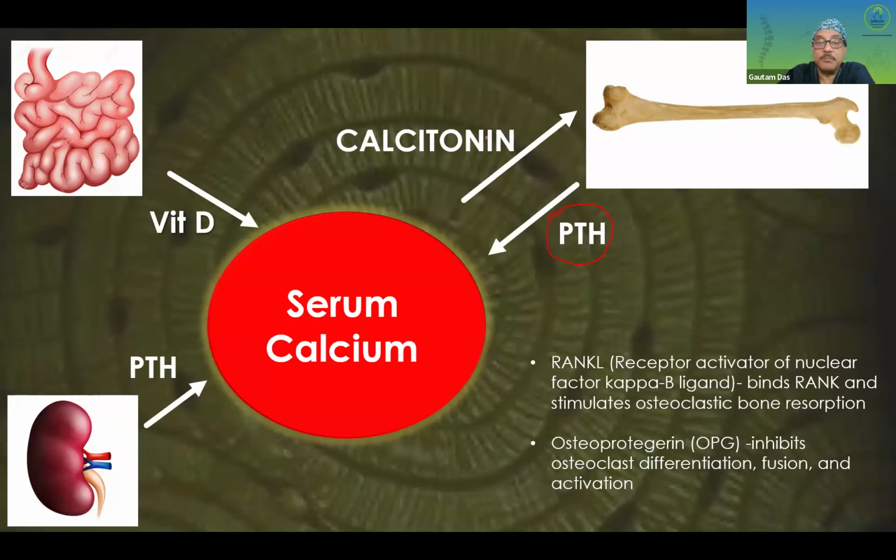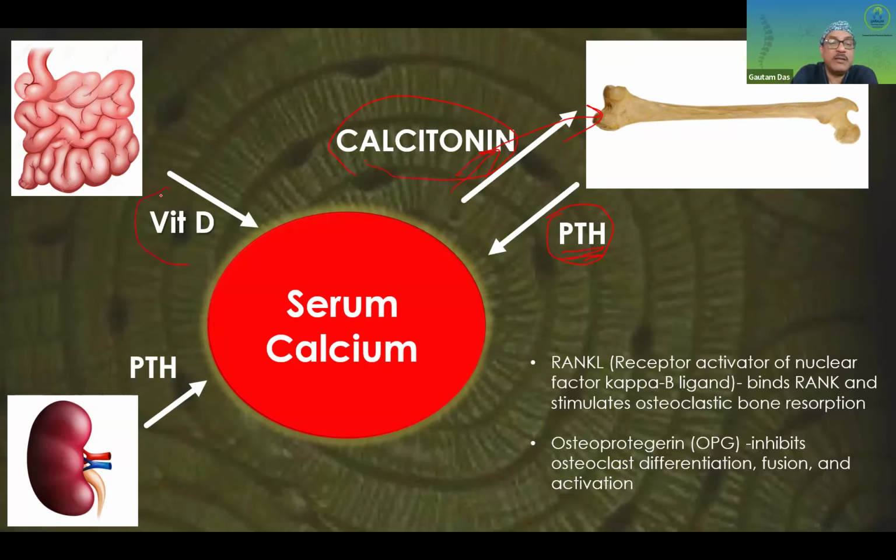Whereas the calcitonin causes bone deposition, osteoblastic activity. But that osteoblastic activity is more pronounced in the younger, children and adolescents, not in adults. So calcitonin mobilizes the calcium to the bone only in the younger people, not in the adult. Parathyroid, I told you, physiologically causes bone resorption by increasing the activity of the Rankel.